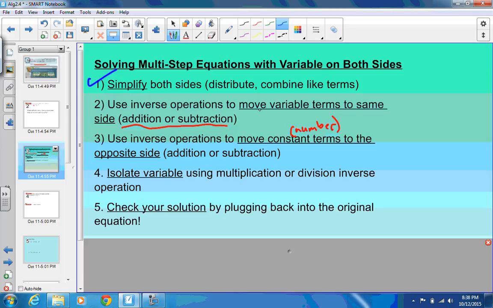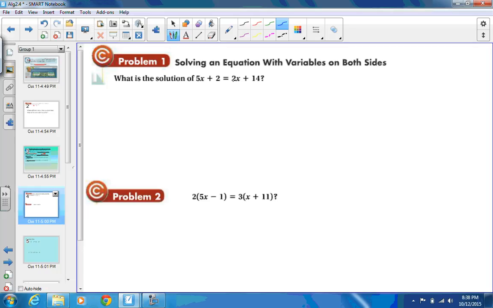Number two, use inverse operations to move the variable terms to the same side. So we have variables over here, we have variables over here. We're going to get them to the same side, and if possible, we want to keep it as a positive variable term. So I think I'm going to subtract this 2x, get rid of it on the right side, so that that's gone over here. And what I have to do then is do the same thing to the left side of the equation. If this is our wall, we're going to have to do everything to both sides of the wall. So that would leave us with 3x here, still as the plus 2 equals our positive 14.